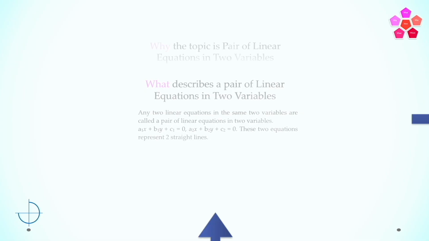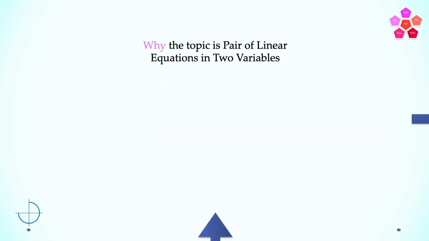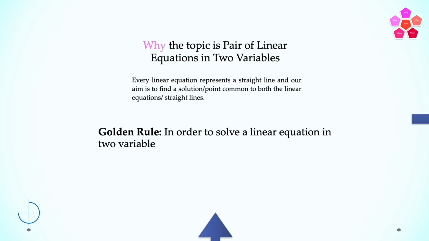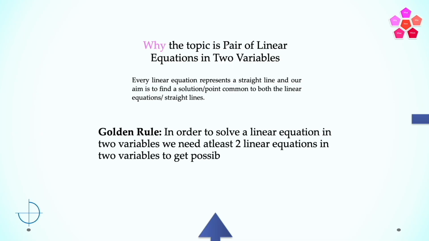But a very interesting thing is why the topic is pair of linear equations in two variables. Every linear equation represents a straight line, and our aim is to find out a solution or a point common to both the linear equations or the straight lines. The golden rule here is, in order to solve a linear equation in two variables, we need at least two linear equations in two variables to get possible solutions.